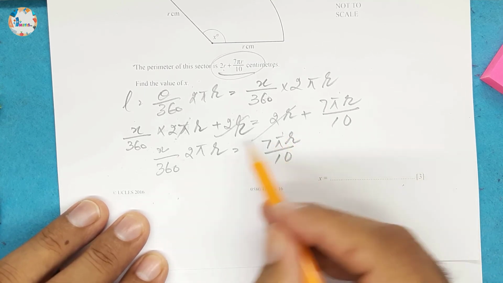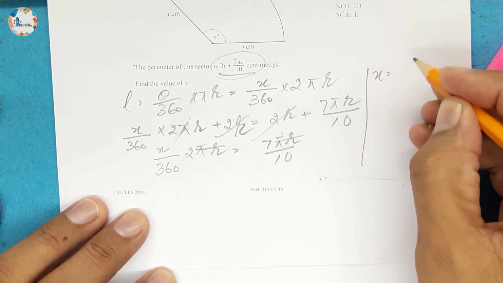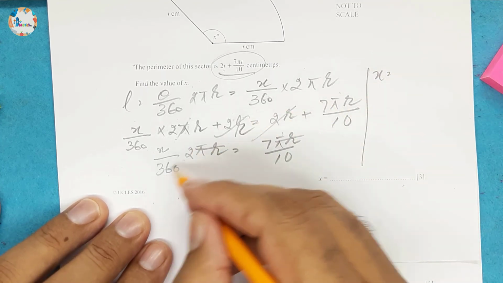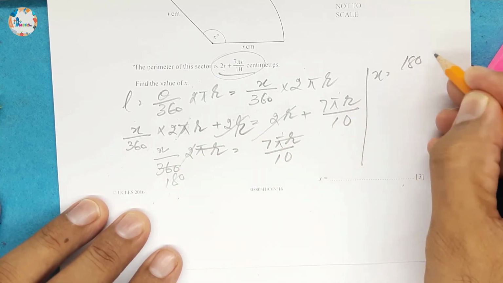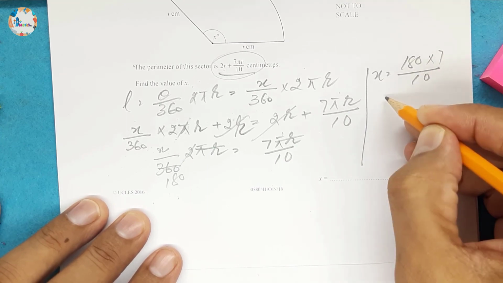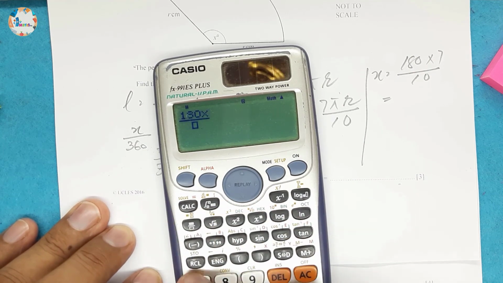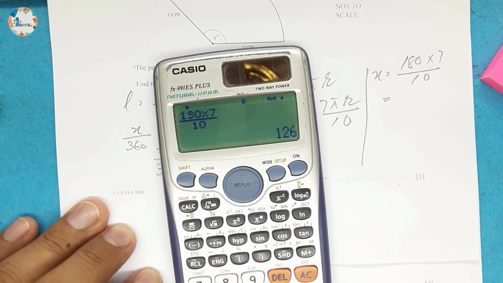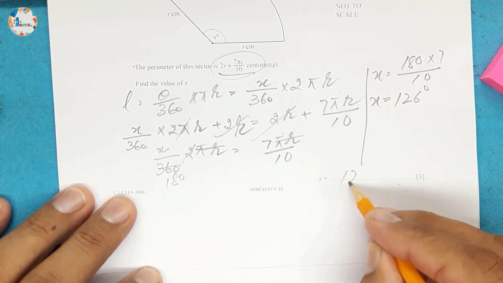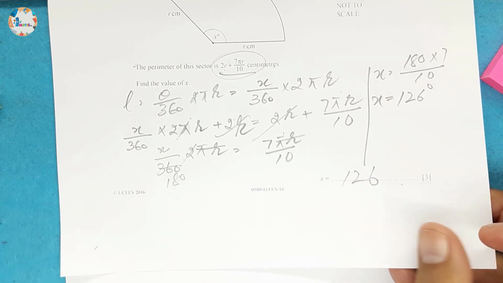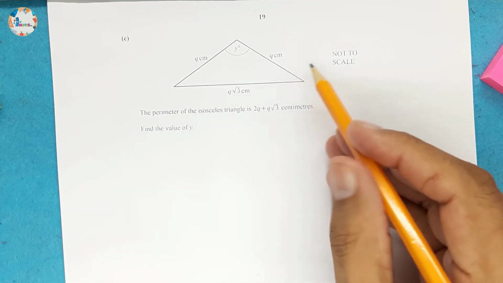Now we can cancel pi r from this side and pi r from this side. So x will be equal to 2 over 360, which cancels to 180 degrees. So 180 we can shift to this side: 180 into 7 over 10. 180 into 7 divided by 10 will be equal to 126 degrees. So 126 degrees will be the value of x which we have found. Hopefully you got this.